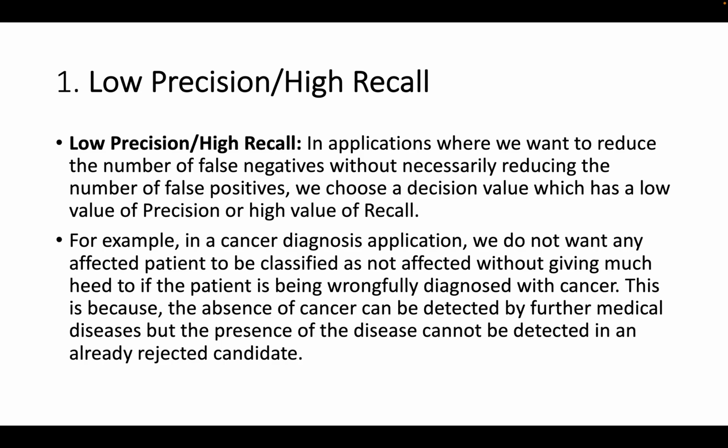We choose a decision value which has a low value of precision or high value of recall because they're inversely proportional. This makes sense. For example, in a cancer diagnosis application, we do not want any affected patient to be classified as not affected, without giving much heed to the patient being wrongfully diagnosed with cancer. This is because the absence of cancer can be detected by further medical tests, but the presence of disease cannot be detected in an already rejected candidate.